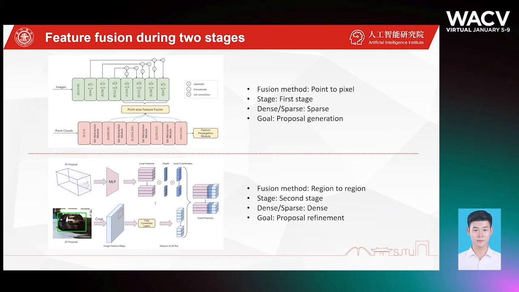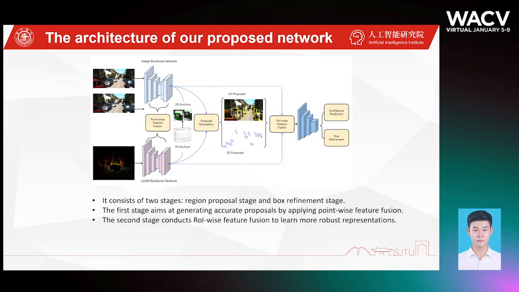Although we have conducted point-wise fusion to enrich points with high-level semantic information, it's only point-to-pixel level fusion, which may be still too sparse for learning specific local features of each proposal. So we propose to apply ROI-wise feature fusion to learn denser representation for refinement, which is a region-to-region level fusion as depicted. This is the architecture of our proposed network.